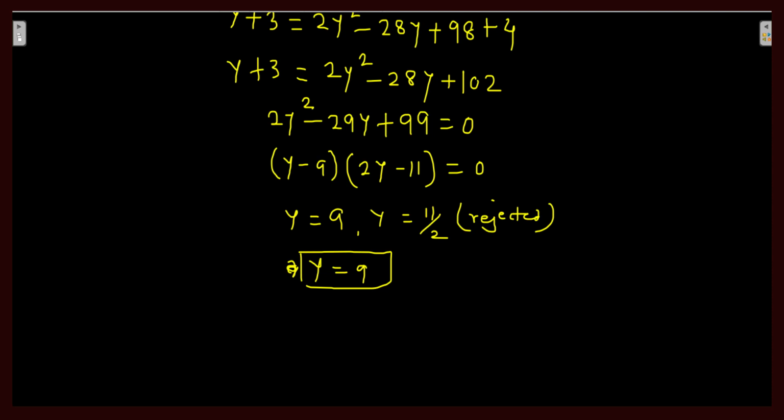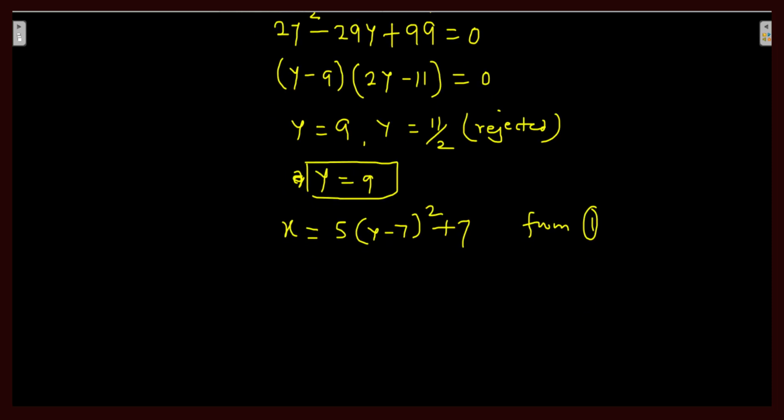So from equation number 1 we can find x, and that equation number 1 is x is equal to 5 into bracket y minus 7 bracket square plus 7. From equation number 1, you will get x is equal to 5 into bracket 9 minus 7 bracket square plus 7.